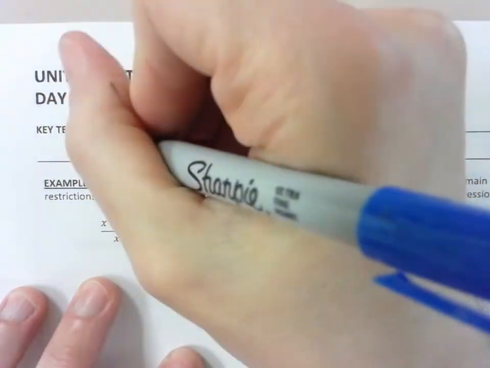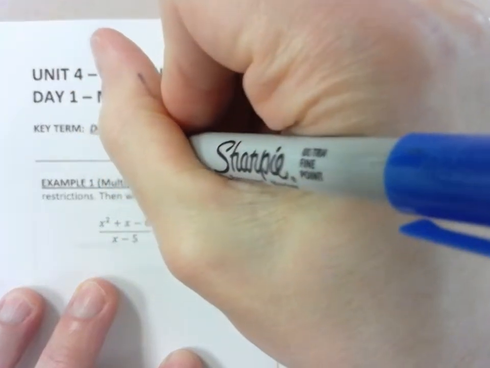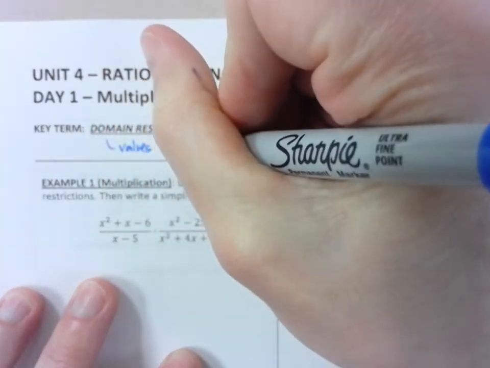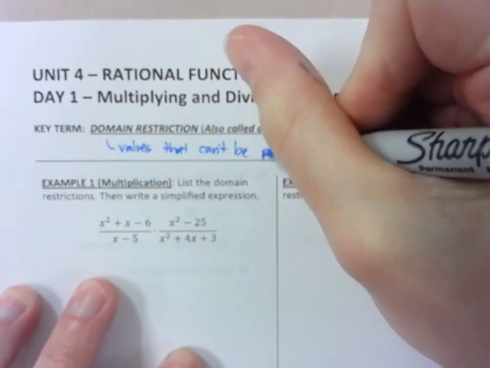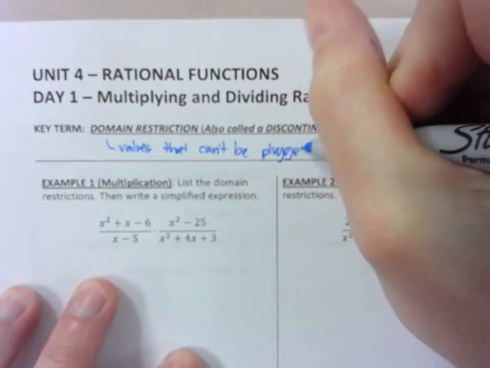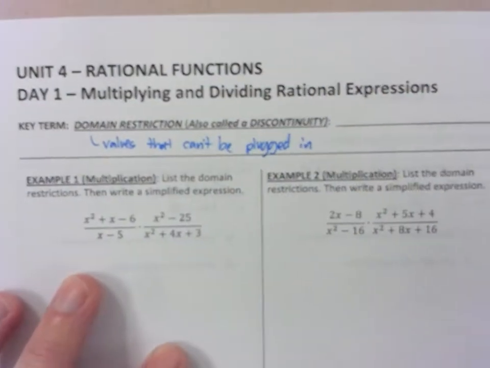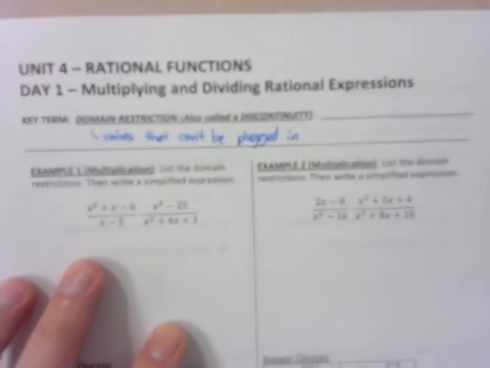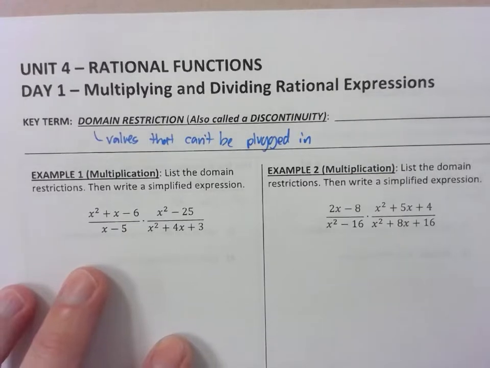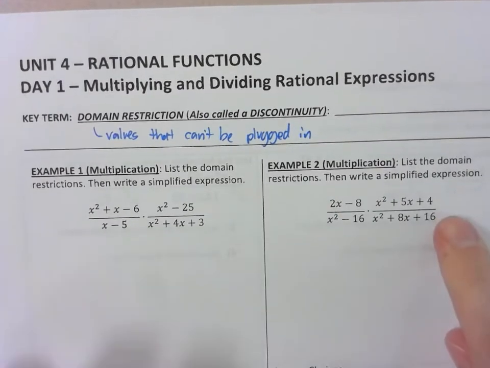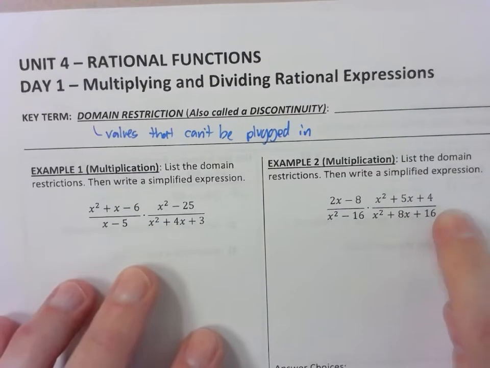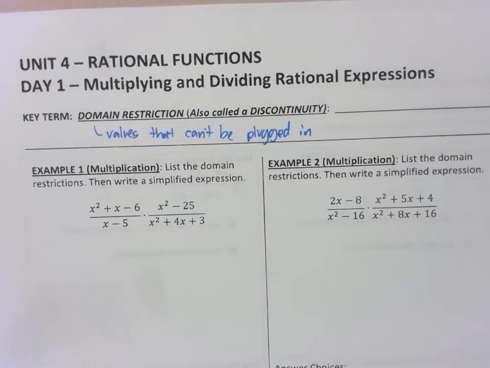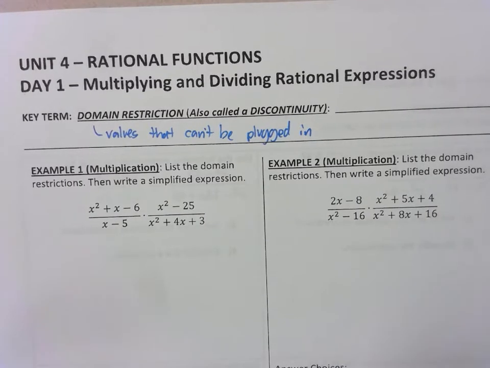Domain restrictions are values that can't be plugged in. Values that make the denominator equal 0 are often common domain restrictions. So these rational functions are all going to be fractions. They're all going to have values of x in the denominator. Because you cannot divide by 0, there's going to be values of x that simply don't work.